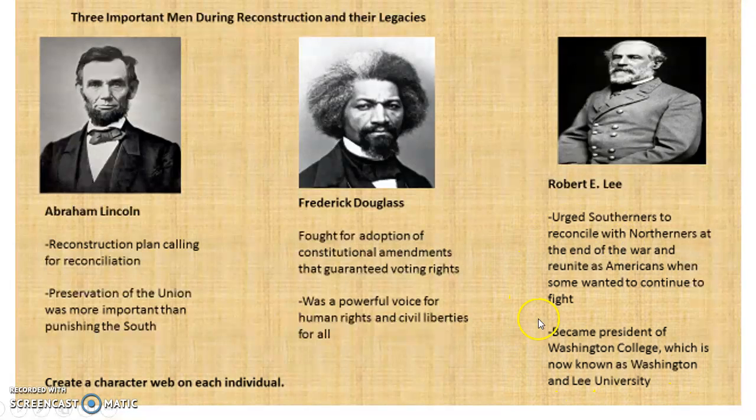He was very loyal to Virginia. He had a strong military background. He even refused to join or lead the Union Army. So, very loyal to Virginia, very loyal to the South.